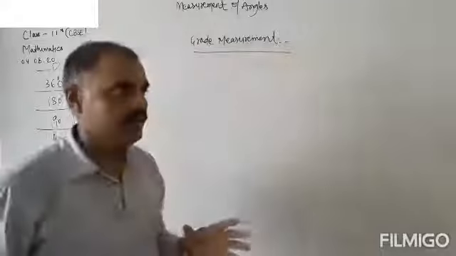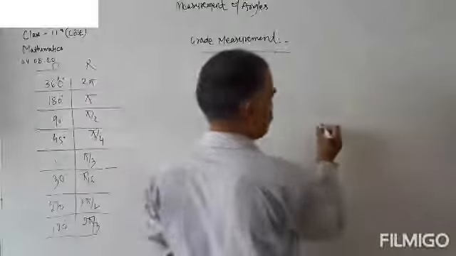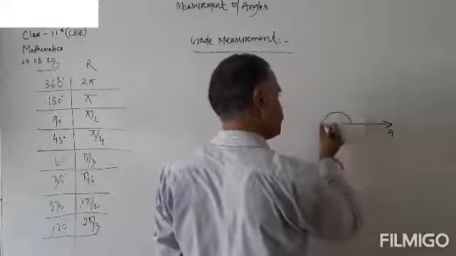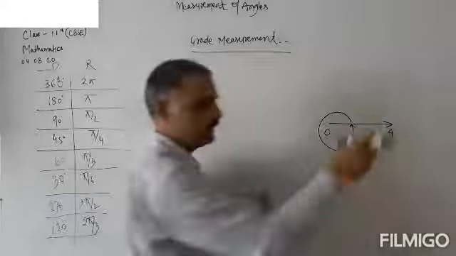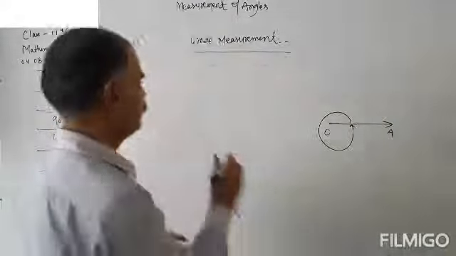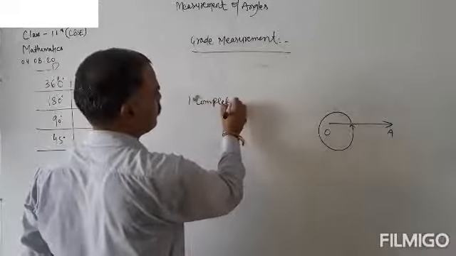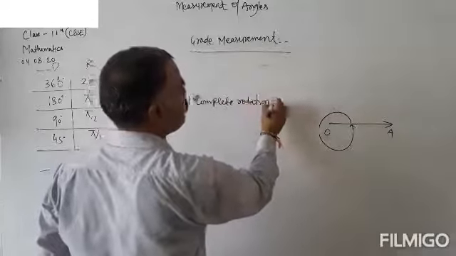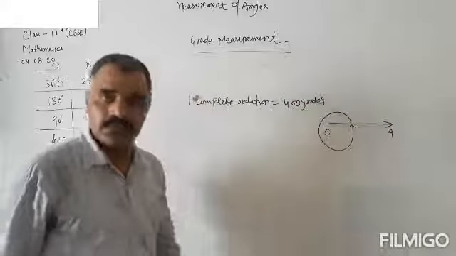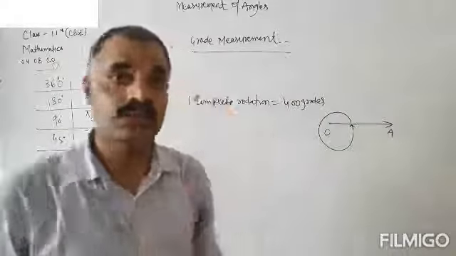in grade measurement we divide the complete rotation into 400 parts. Complete rotation means when OA makes a complete rotation. This complete rotation is divided into 400 parts and each part is said to be the grade. So one complete rotation is equal to 400 grades.